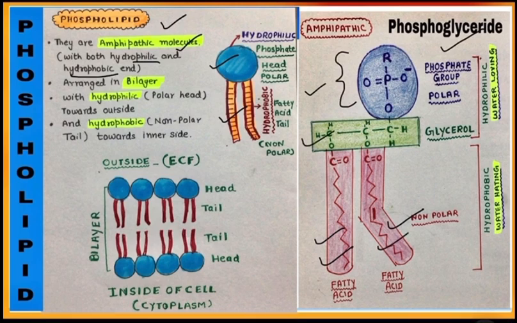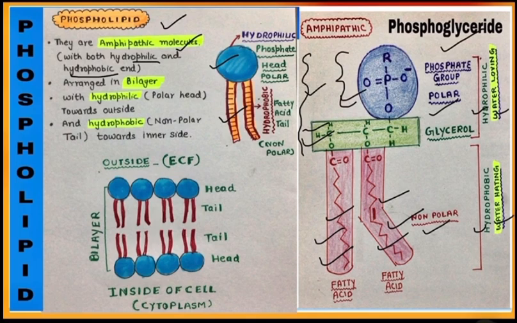Here this glycerol and phosphate together form the hydrophilic or water lover or polar end or head, while the two fatty acid chains form the hydrophobic or water hater or non-polar end or tail of the phospholipid.